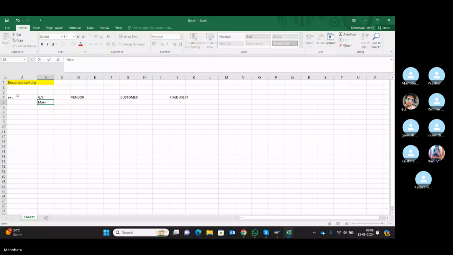So there is a sub ledger, right? Vendor comes under sub ledger. Customer also comes under sub ledger. Why do these come under sub ledger? GL is the main ledger because we are doing the reconciliation. Whatever comes to reconciliation comes under sub ledger. So this is the main ledger and these are the sub ledgers.